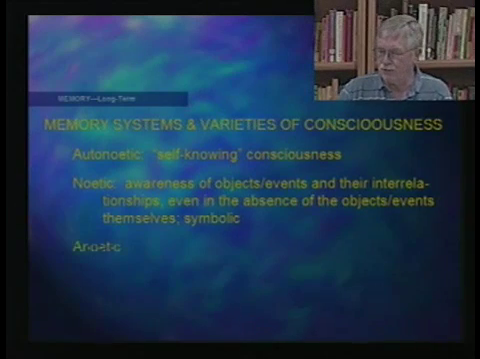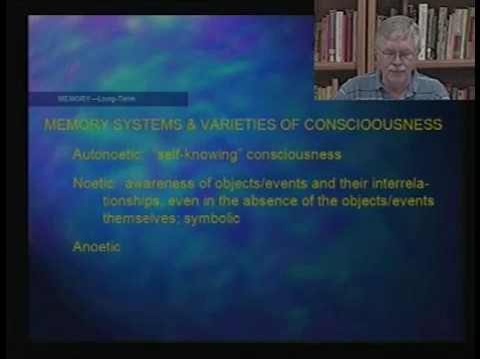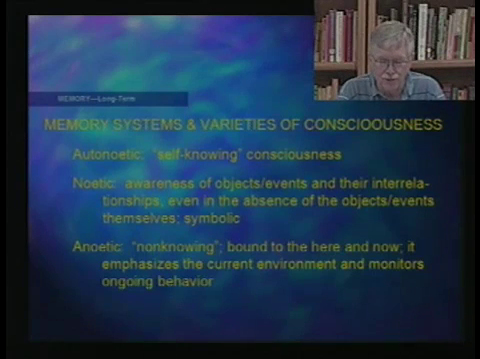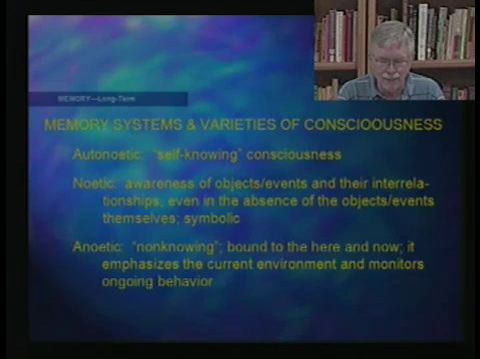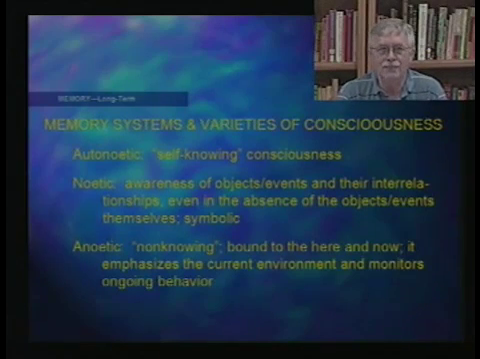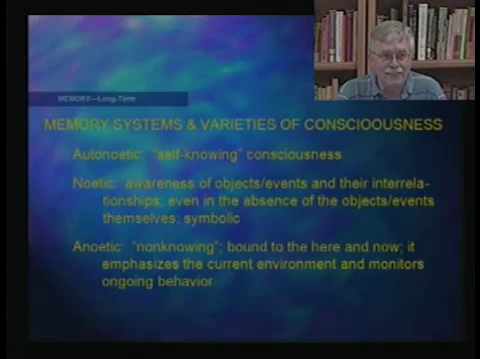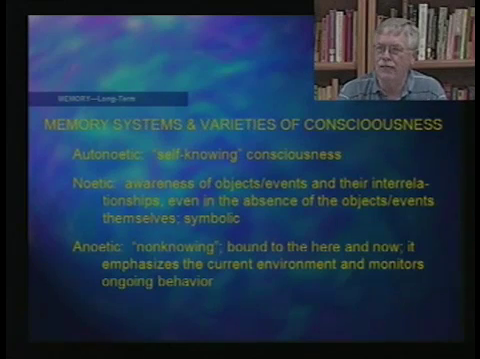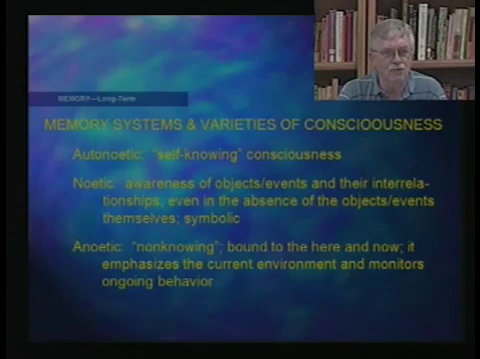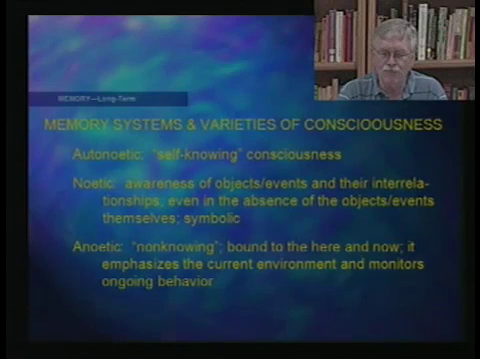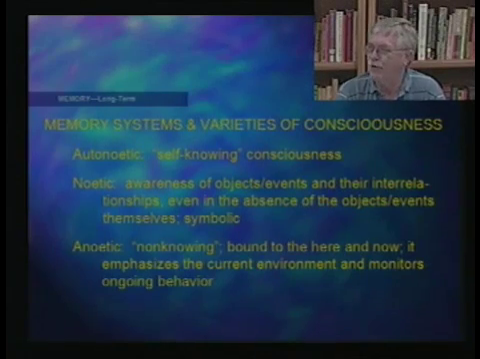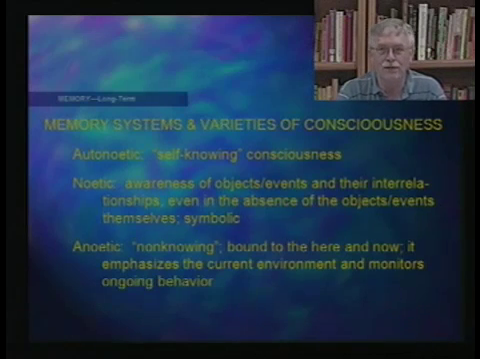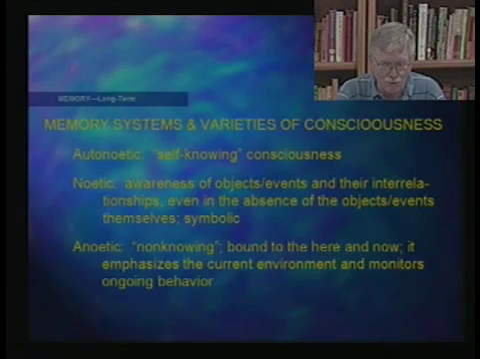And the third type of consciousness is what he calls anoetic. That is essentially non-knowing consciousness. This is basically bound to the here and now. It's kind of your awareness of what's going on immediately. It emphasizes the current environment, and it basically monitors ongoing behavior. That is where you're processing whether you're going to be able to make it till the end of the lecture before going to the restroom. Okay, that is a function of anoetic consciousness. You're basically just processing you as an operating system at any given time. Are you hungry at this point? Are you likely to keel over unconscious because you forgot to eat supper last night, breakfast this morning, and so forth?